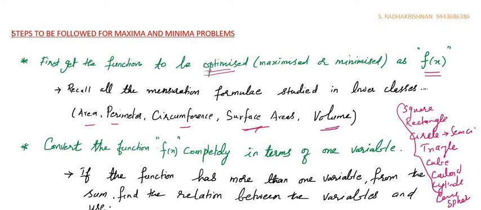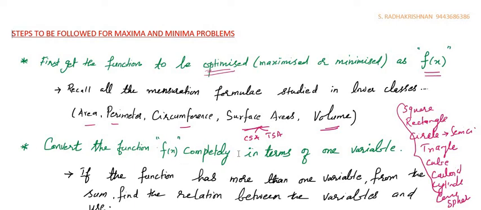Circumference, surface areas, and volume, all those things. Surface area means, we have two types: one is curved surface area or lateral surface area, and the other is total surface area. According to the problem, we apply the formula, either curved surface area or total surface area. This must be our first step. We must write this formula first. Okay, next. See here the next one, the second step.